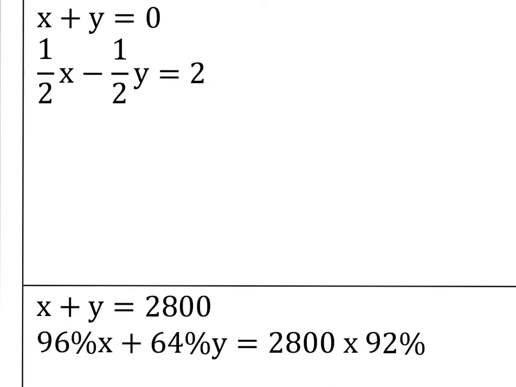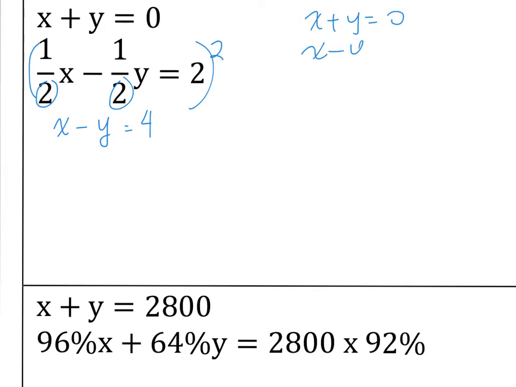And for this example, I'm going to multiply the entire equation by 2 because I don't want the denominator. And this will be x minus y equal to 4. So here, x plus y equal to 0, x minus y equal to 4. Okay, so basically multiplying by 2 already simplifies everything. So I can just go ahead and eliminate one variable at a time.